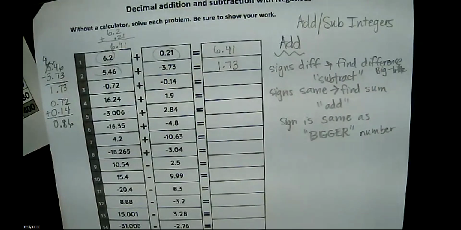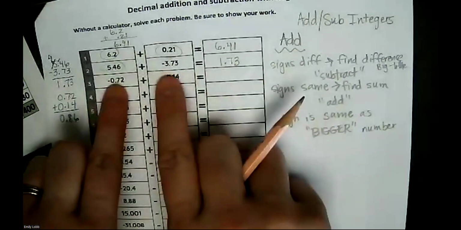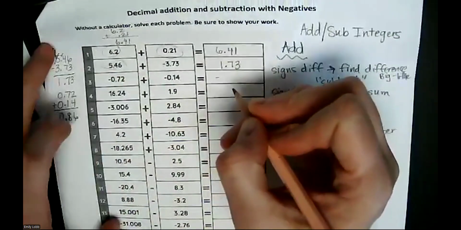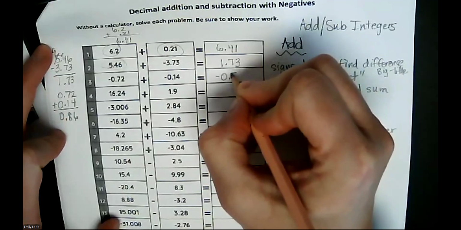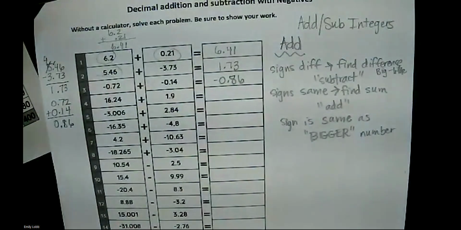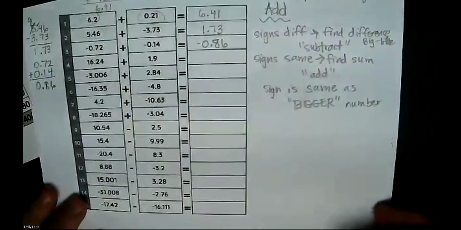Okay, but my sign is the same as the bigger number. Well, if they're both negative, my answer is going to be negative. But my bigger number is also negative, right? That 72 hundredths is negative. So this is negative 86 hundredths. Okay, so try the rest of those addition.